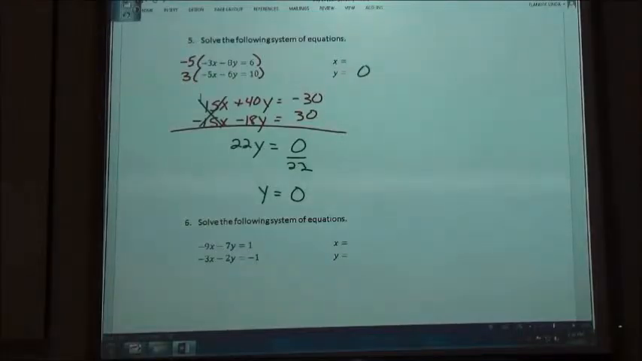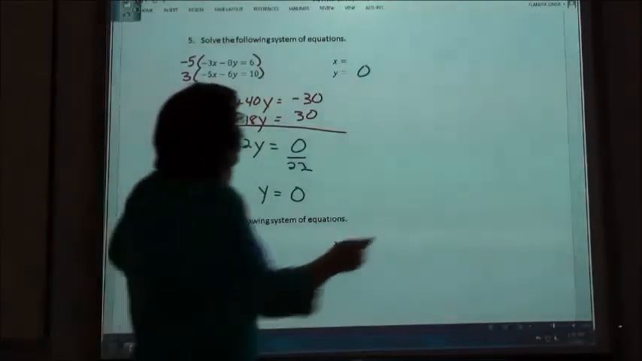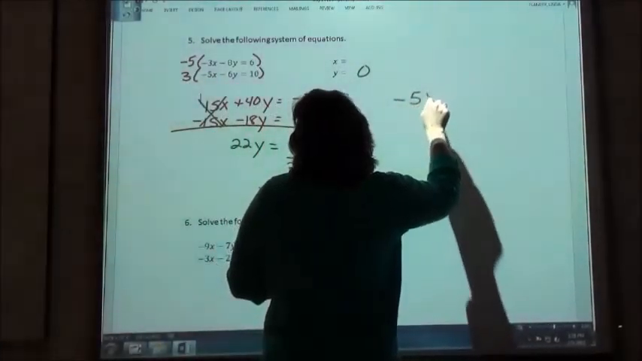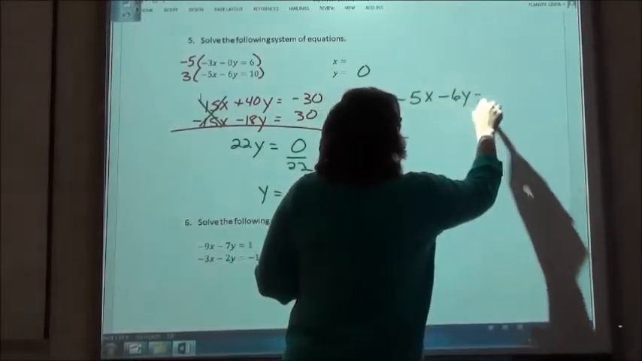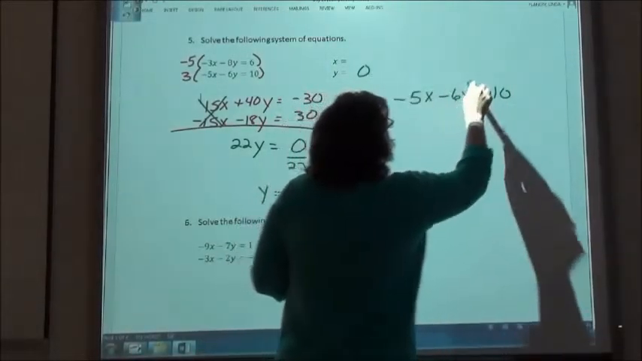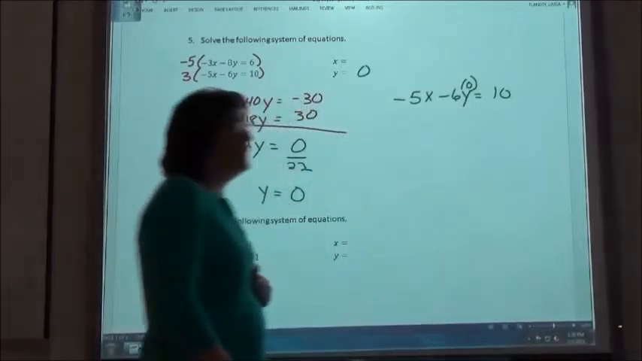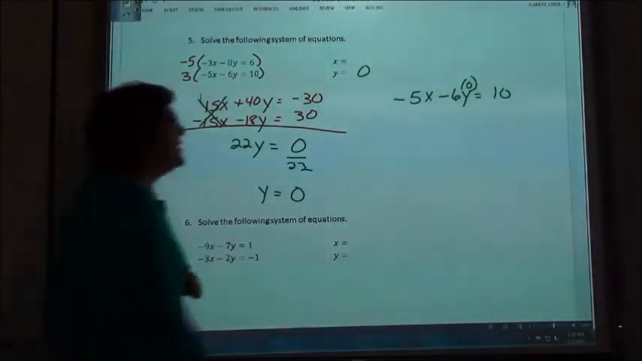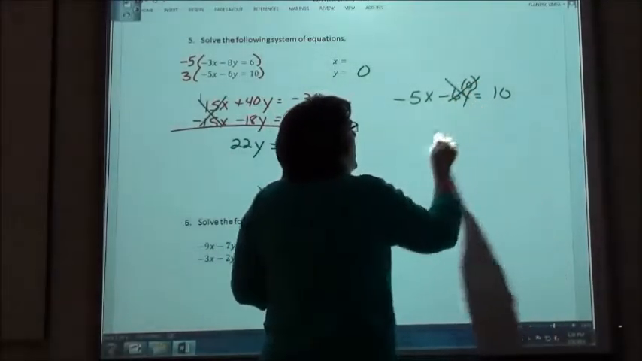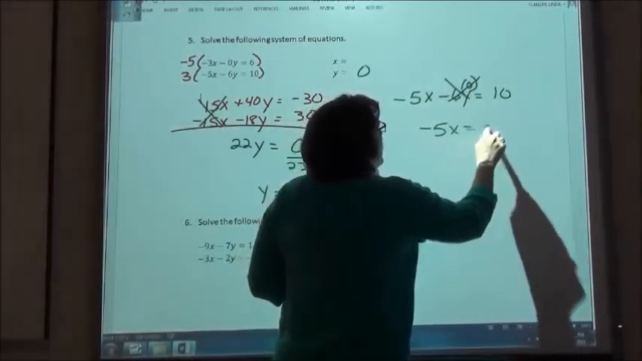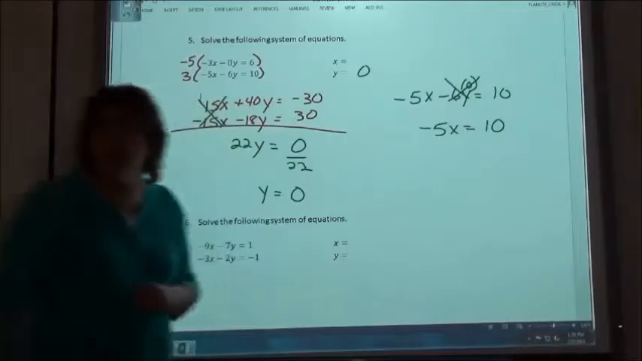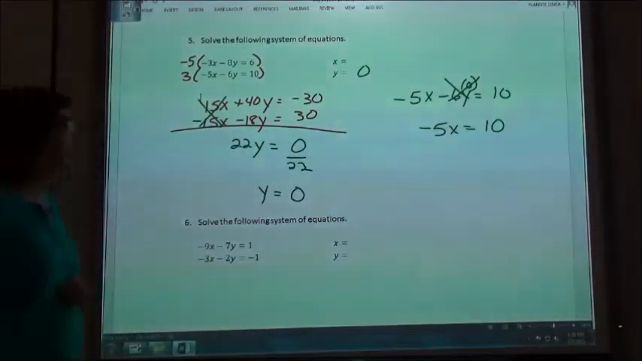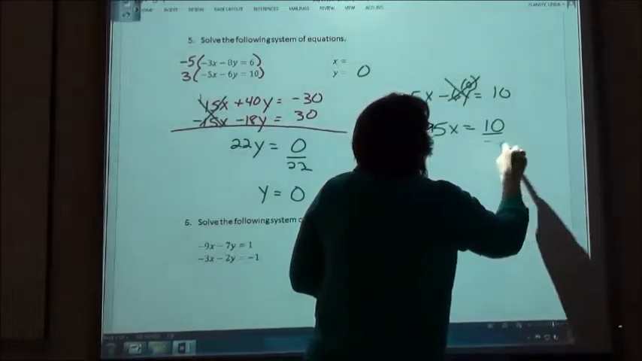Which one looks easier to use? Top or the bottom one? The bottom one? Okay, we'll put it in the bottom one. Negative 5x minus 6y equals 10. If y is 0, what happens when you do negative 6 times 0? You get 0, that's basically just going to be gone then. Negative 5x equals 10. And then in order to solve that, we would divide by negative 5.